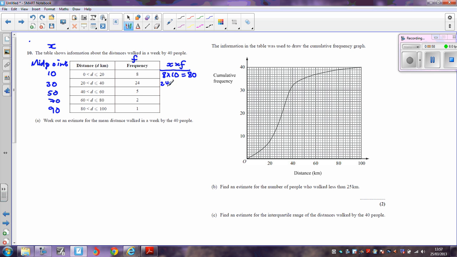I'm then going to do 24 times 30, well that's 720, and then 5 times 50, which is 250, then 2 times 70, which is 140, and then 1 times 90, which comes out as 90. Now if I add those together, I can call that sigma XF. And if I add that together, and you must quote this total, I get 1,280.